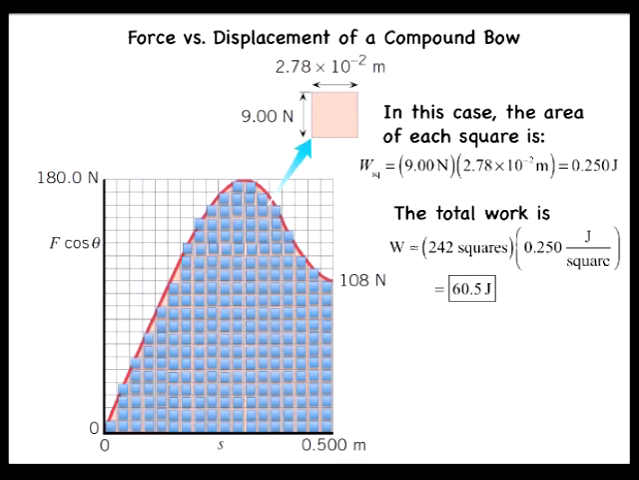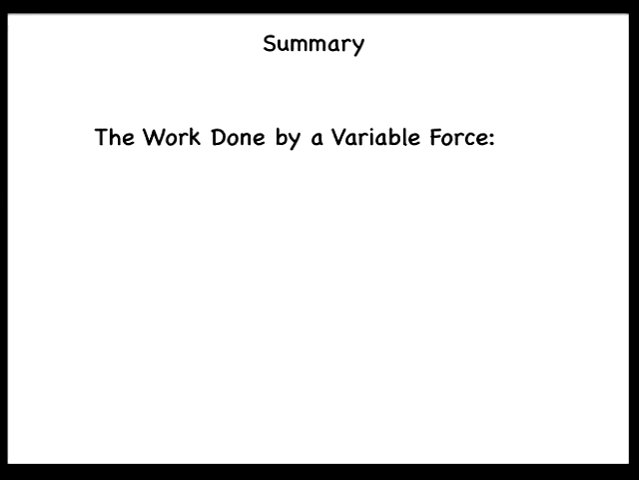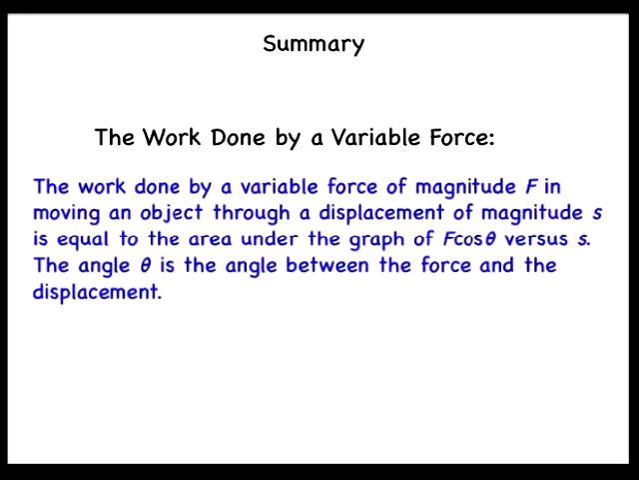In summary, the work done by a variable force of magnitude F in moving an object through a displacement of magnitude S is equal to the area under the graph of F cosine theta versus S. The angle theta is the angle between the force and the displacement.